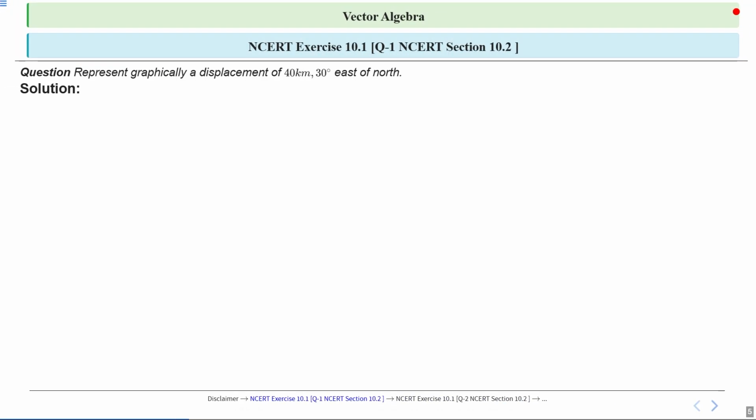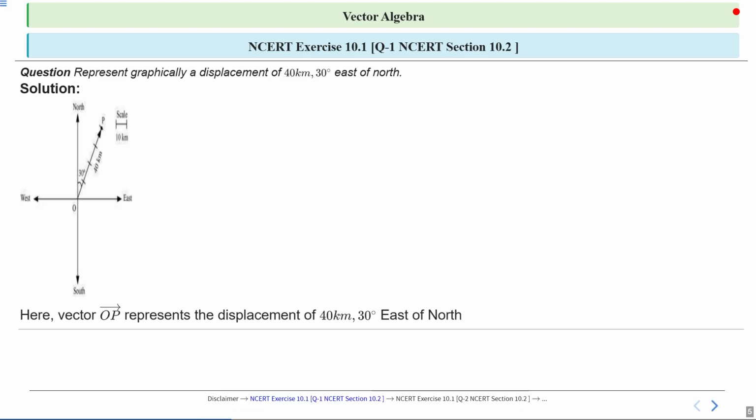Represent graphically a displacement of 40 km 30 degree east of north. So this is the graph of 40 km 30 degree east of north. Here vector OP represents the displacement of 40 km 30 degree east of north.